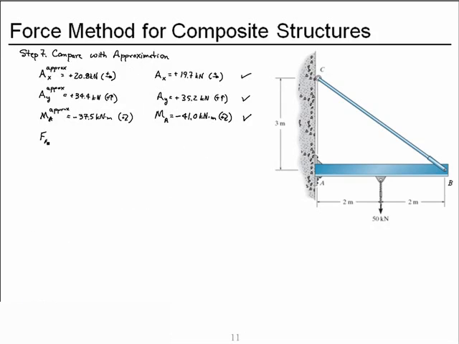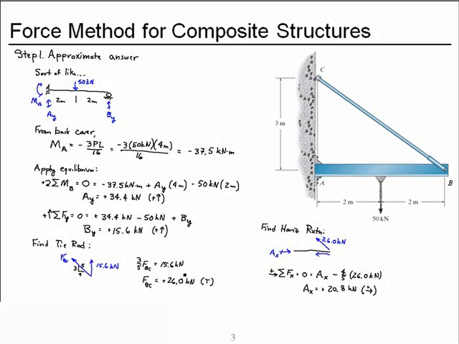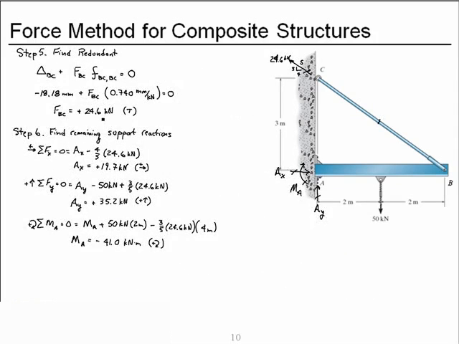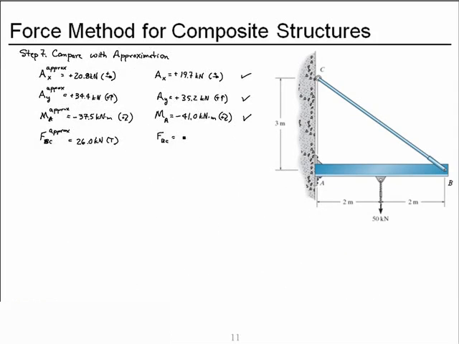Now for the force in member BC. Our approximation predicted it to be 26 kilonewtons in tension. And the force method gave us 24.6 kilonewtons in tension. Also reasonably close. So by comparing our approximate results with our force method results, we can reasonably conclude that we have a reliable prediction of the reactions at A and the force in the tie rod BC.